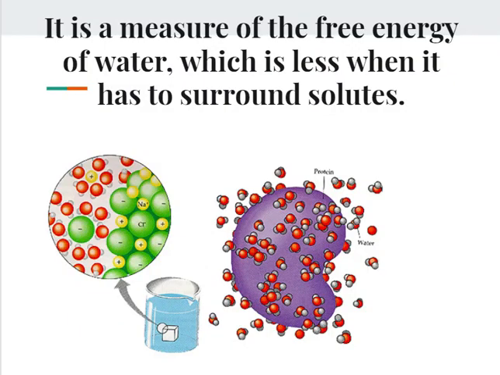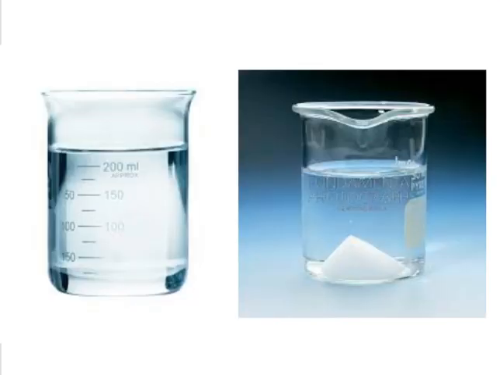So water potential is the measure of the free energy of water, which is less when it has solutes to surround, aka things to dissolve. So let's go back. Which water has more potential energy? Because this one has nothing in it, all of the water is free to do work, so it has the most potential energy. Whereas this water, some of it is already working to dissolve the salt. Some of it isn't working yet. So some of it's free to do work, some of it isn't. So this beaker would have less free potential energy.